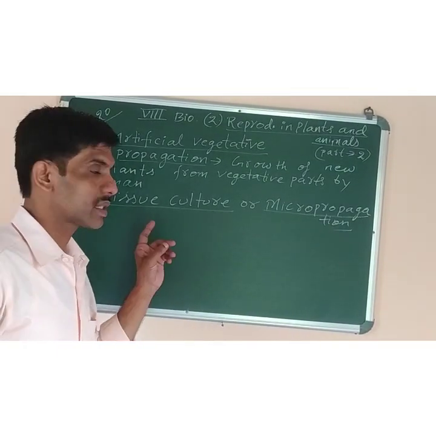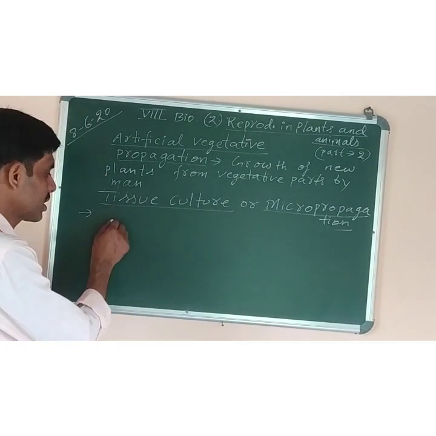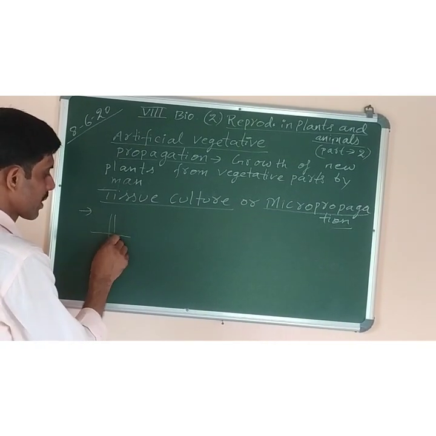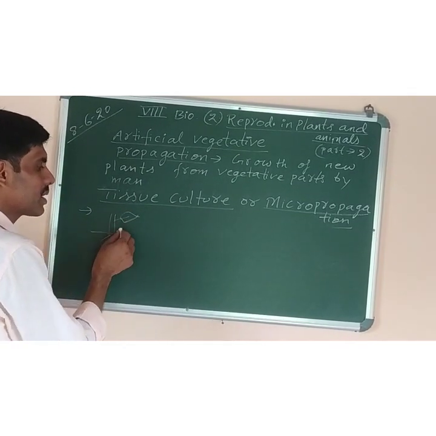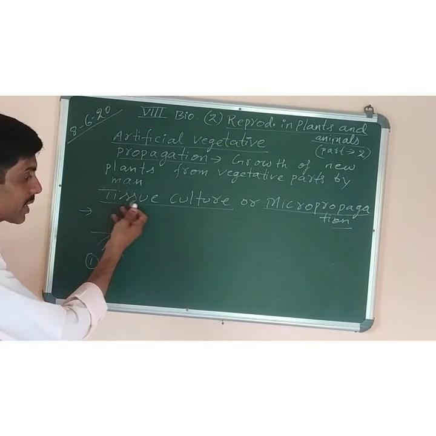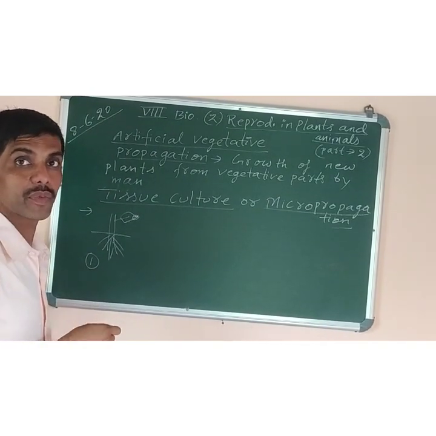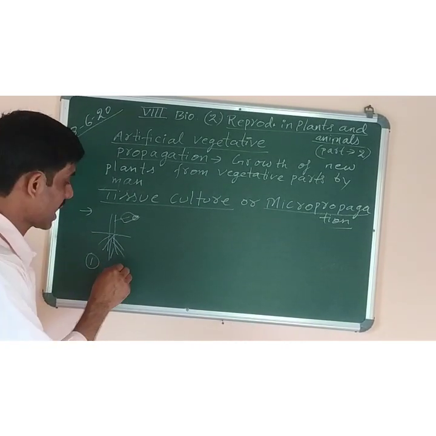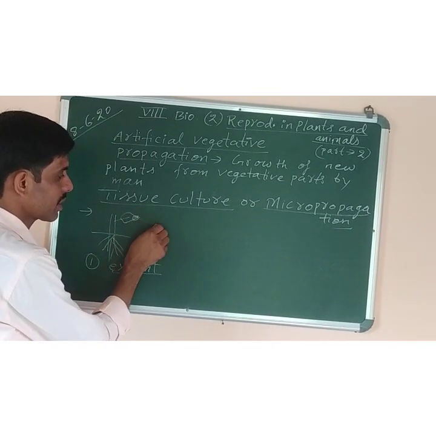Tissue culture is an artificial method of vegetative propagation in which, like if this is a plant, okay, I will try to draw it short. These are the roots of the plant. This is the leaf. So we take some cells, this is step number 1. We take some cells from the growing tips of the plant, like from the meristematic cells. Some cells are taken which are known as explant, E-X-P-L-A-N-T, explant.